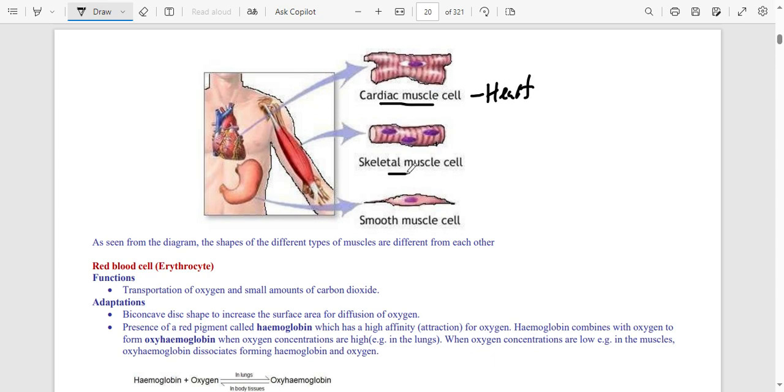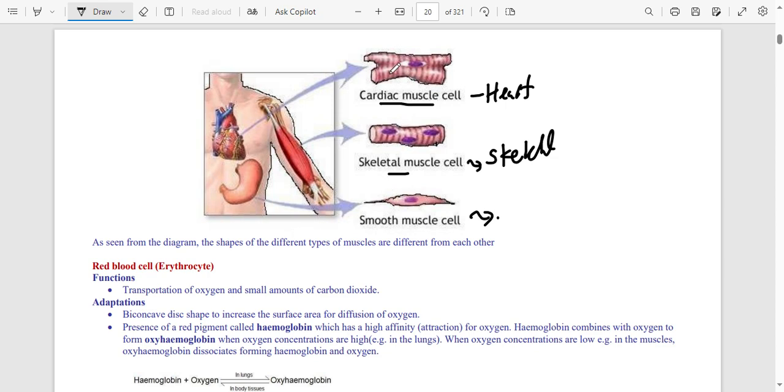You have got the skeletal muscle. Skeletal muscle is found almost in the entire body. The muscles that you can see on your body are actually skeletal muscles. And then you have got smooth muscles. Now, smooth muscles are going to be found in internal organs, for example, in the intestines. Okay, so that's where we're going to find smooth muscles.